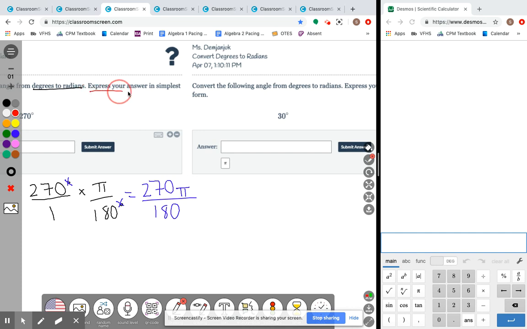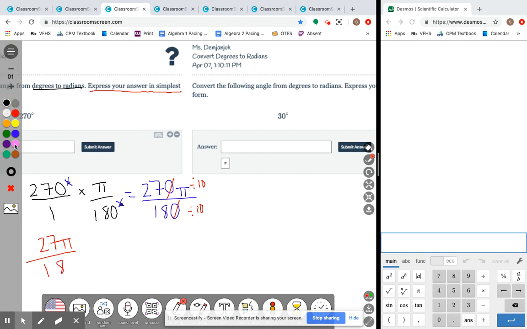It tells you that they want your answer in simplest form. So we need to reduce or simplify our fractions. The first thing that I see when I'm looking at 270 and 180 is that they both have a 0 on the end. So both of these pieces are divisible by 10. You can just chop that 0 right off, and now we have 27 pi over 18.